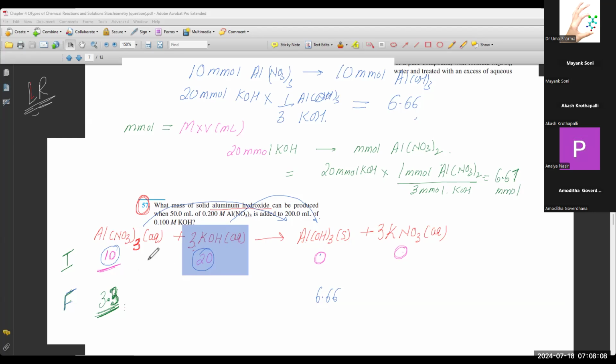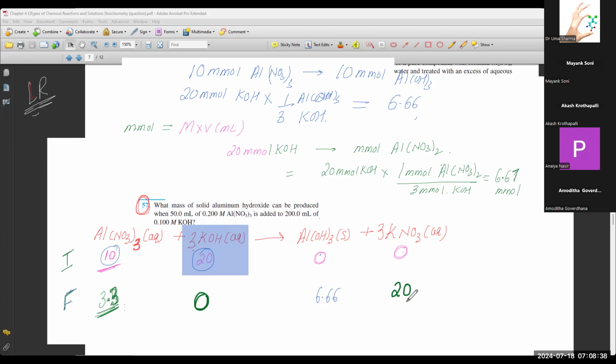Okay, what happens to KOH? Tell me, what is KOH now? KOH is 0. How much KNO3? It's 20. Yes. Okay, millimoles. All these we are working with in millimoles because it's easier. I need not convert my milliliter to liter.